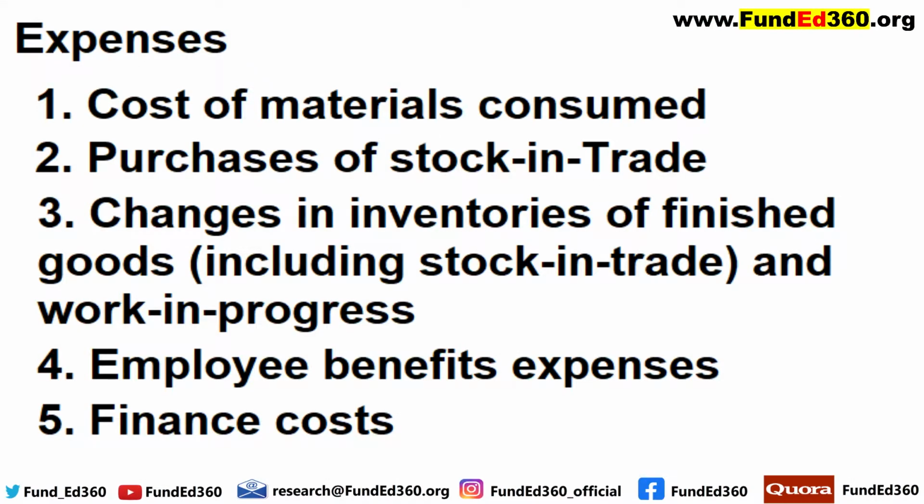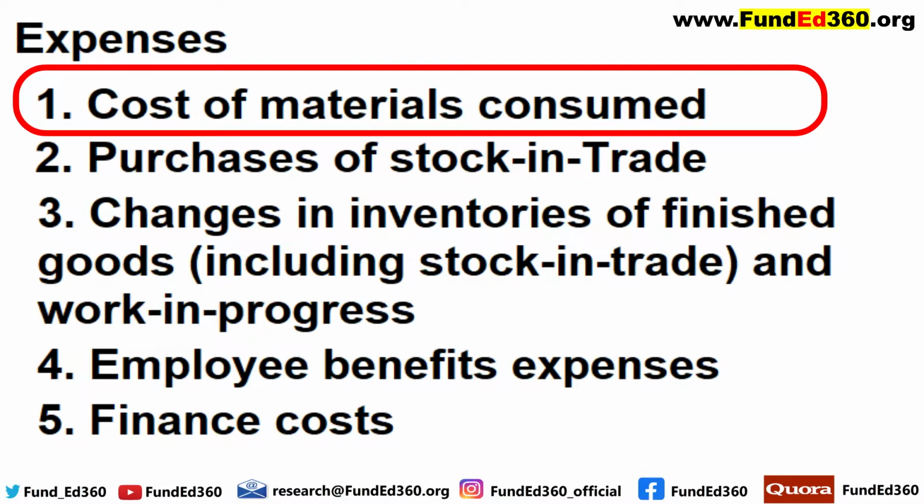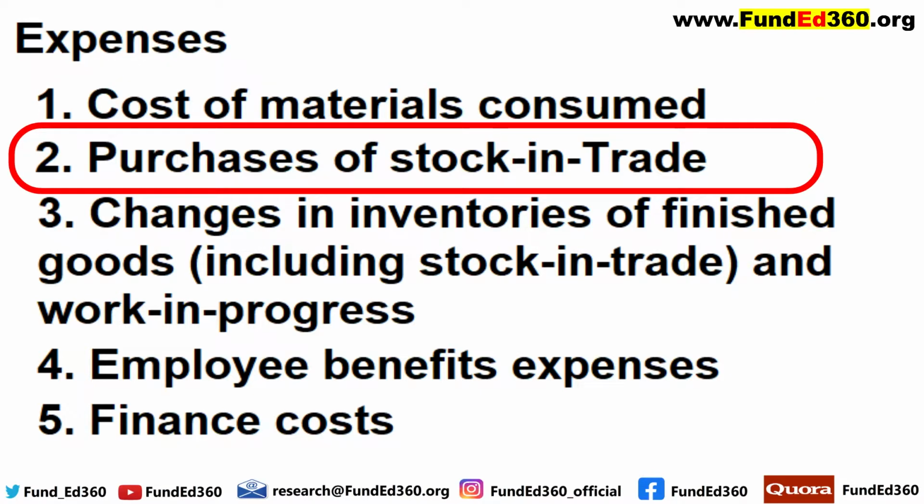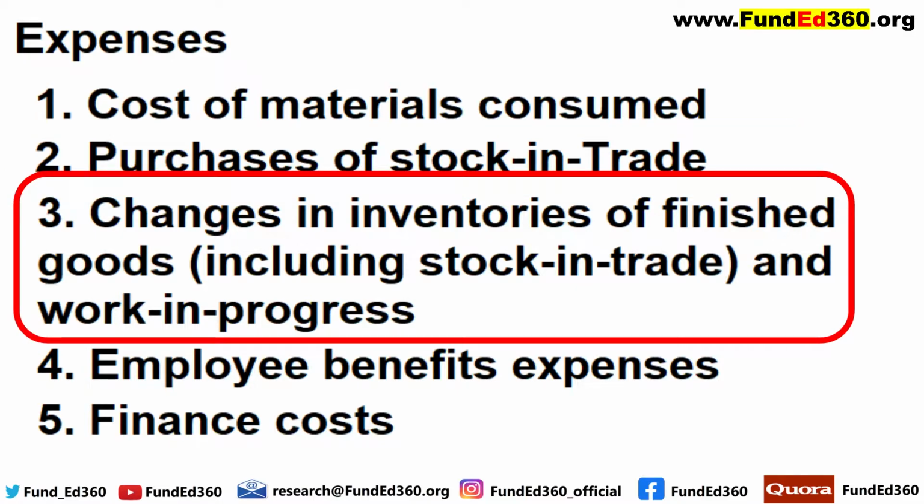The first one is the cost of materials consumed. This line item pertains to the cost of raw material used in the manufacture of the company's products. Second one is the purchases of stock in trade. This includes the cost involved in purchase of finished goods for the purpose of trade or resale. Third one is the changes in inventories of finished goods, stock in trade and work in progress, WIP. This line pertains to the changes in the opening and closing inventories of finished goods, stock in trade or work in progress items.